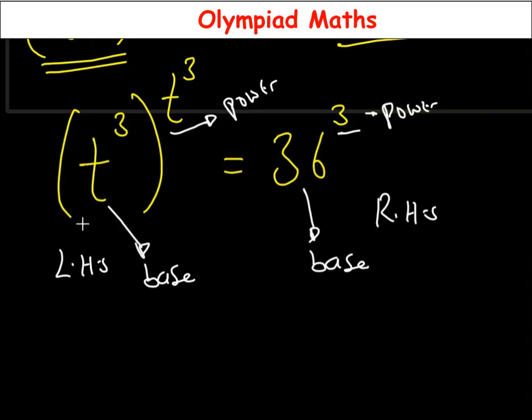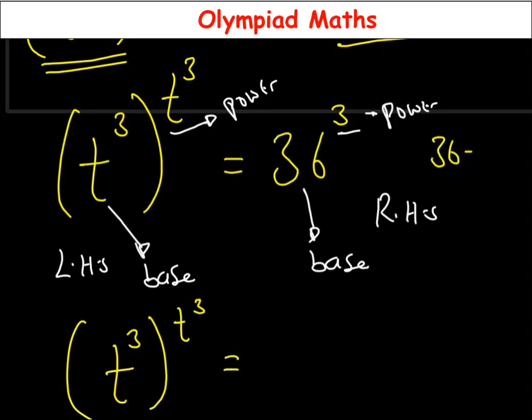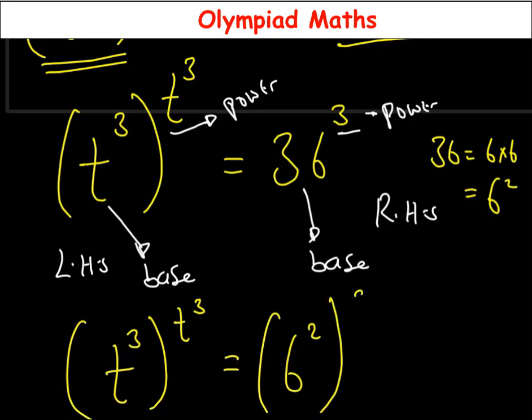From the left hand side, we have t raised to power 3, all raised to power t raised to power 3, is equal to, now 36 can be written as 6 times 6, and 6 times 6 is equal to 6 squared. So in place of 36, we'll bring in 6 squared. So that becomes 6 squared, then all power of 3.